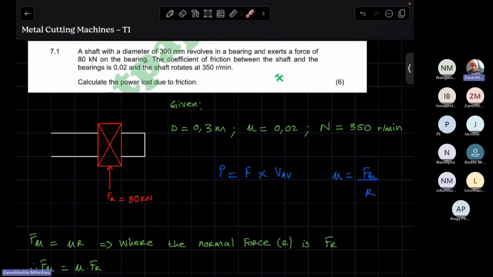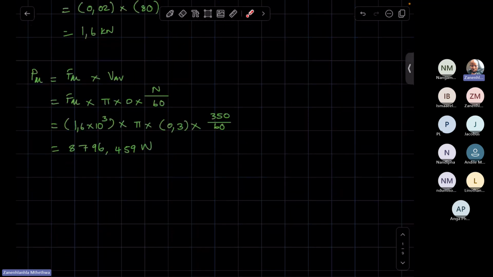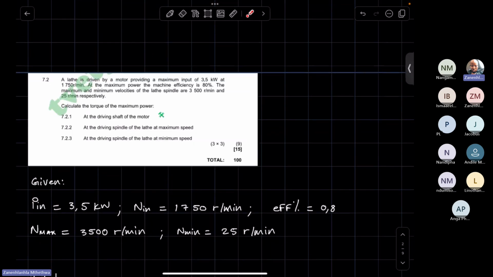So here it's all about looking at what you have, looking at what they're looking for, and then looking at the problem from the perspective of engineering science. So any questions based on the problem we just did? Very easy 6 marks here. Any questions? No, sir. No question. Right. Let us move on to the next problem.